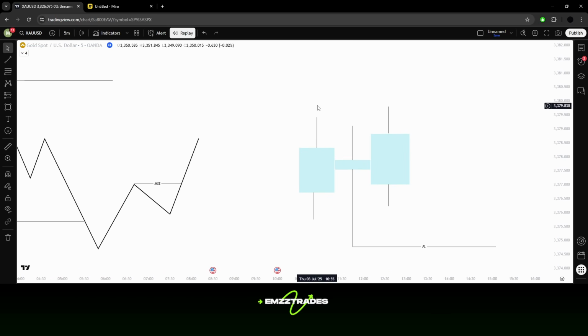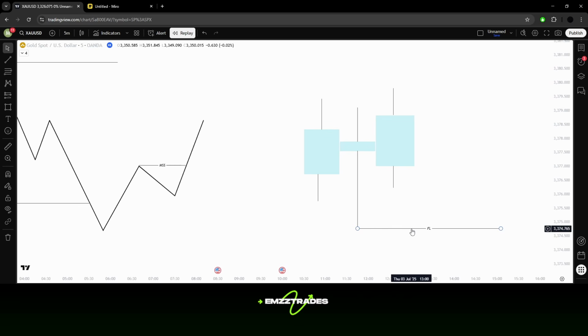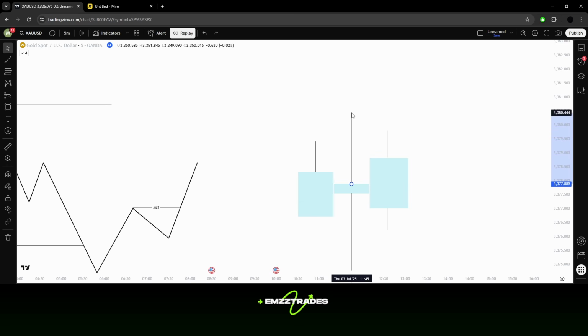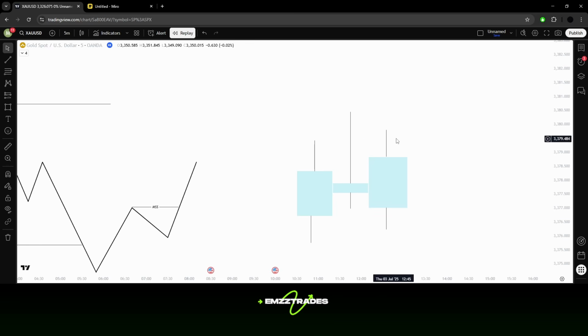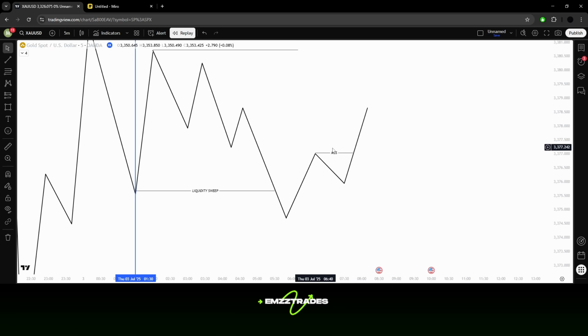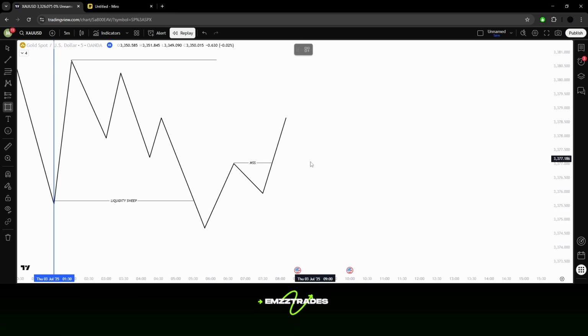So in this instance, what we're using is the market structure shift for the highs. So for the highs, it will be the same thing. The highest candle is the one which will win, right? So even if it was a candle like this, the highest candle would win. So that's how we identify market structure shifts.